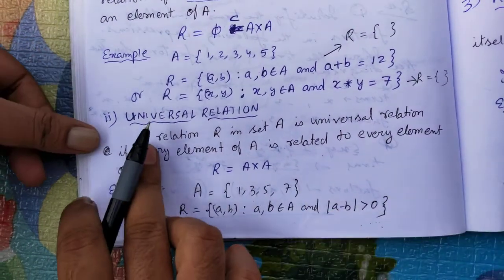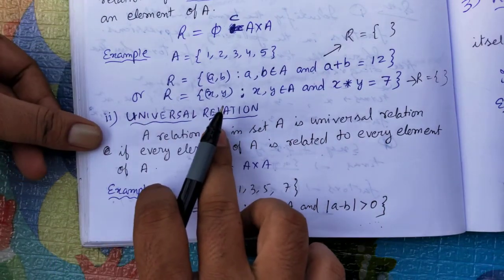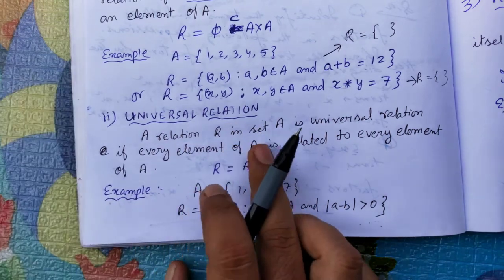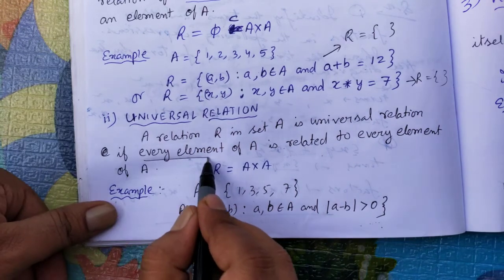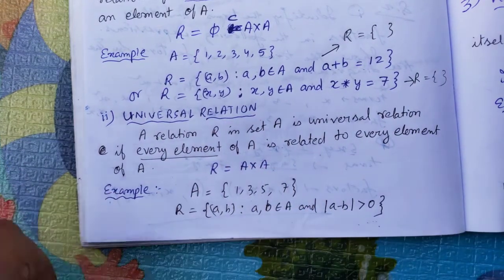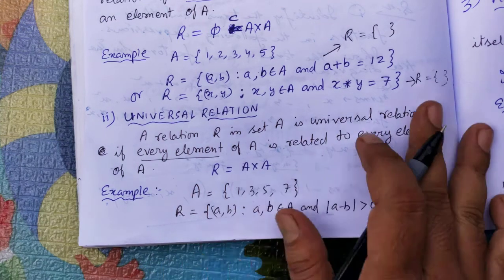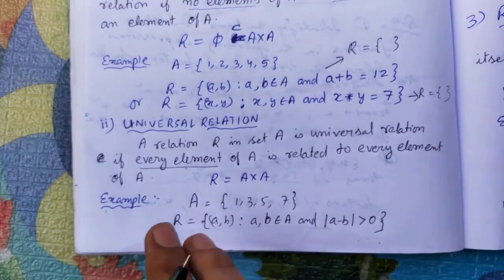Now universal relation is opposite to empty. Here all the elements are present. A relation R in a set A is a universal relation if every element, I'm just underlining this, every element of A is related to every element of A. So here no elements are present, and here every element is present.